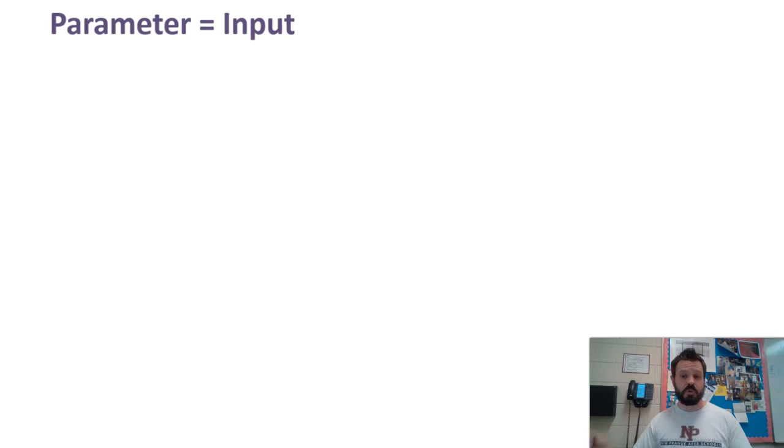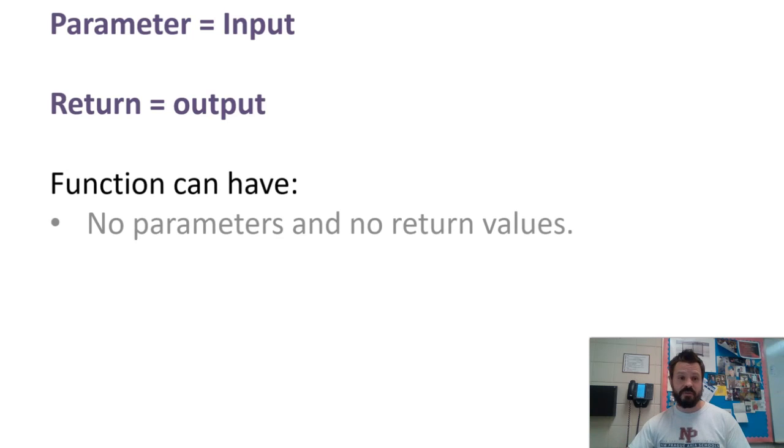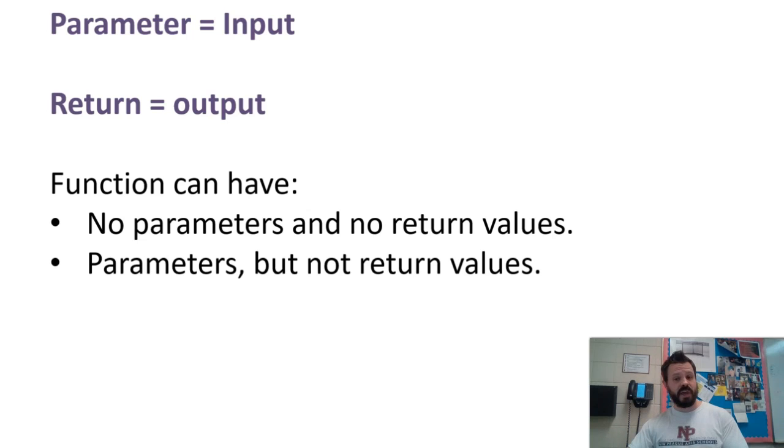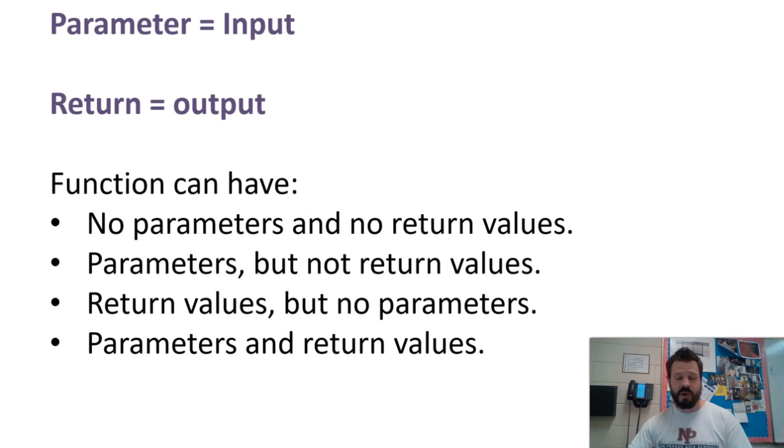All right, so then just to sum things up, you can think of the parameters as the input for the function, what you put in, whereas the return values are the output, what the functions spit back out once they're done running. Then we're talking about parameters and return values, but as far as what functions can have, they can have no parameters and no return values, so you don't have to use those. They could have a parameter but no return value, a return value but no parameter, or they could have both parameters and return values.